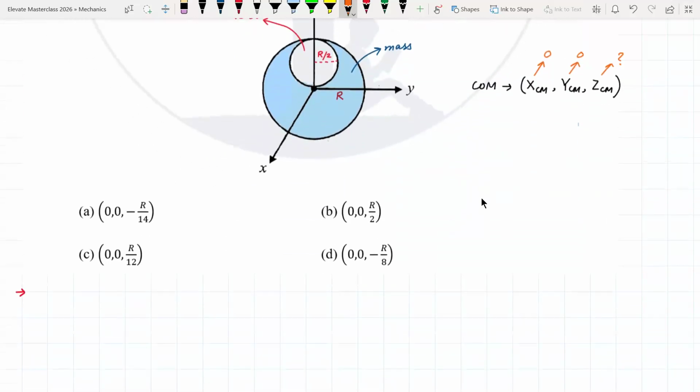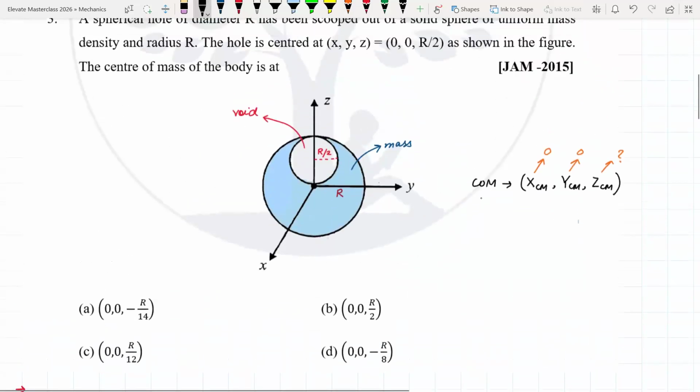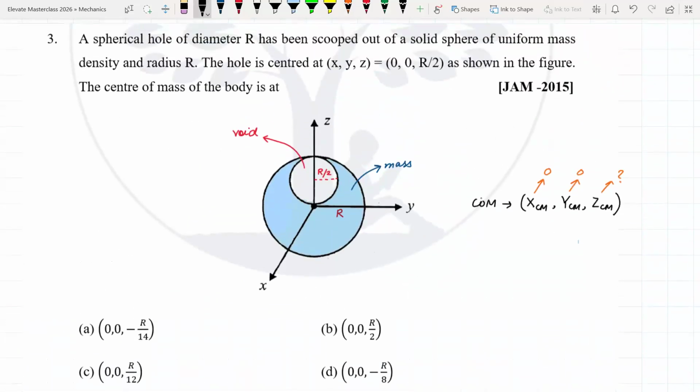Sir, how can you say that it is symmetric along x-axis and y-axis? I can't see it because there is a hole. Why is the symmetry? The mass distribution is uniform if you look at it from the origin of the x-axis, isn't it? Or symmetric, don't you think? आपको थोड़ा visualize करना पड़ेगा.